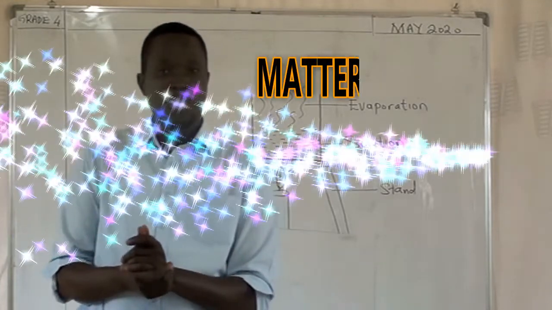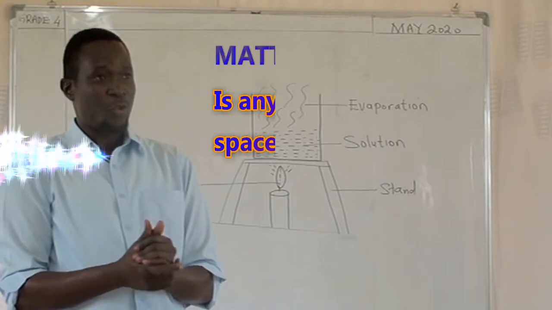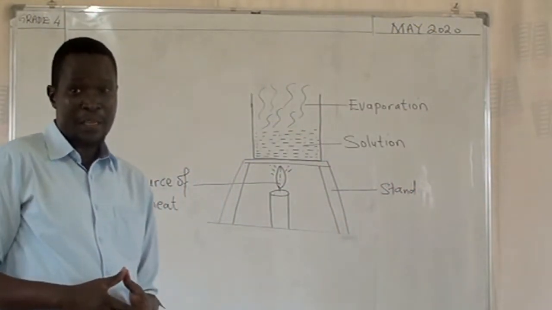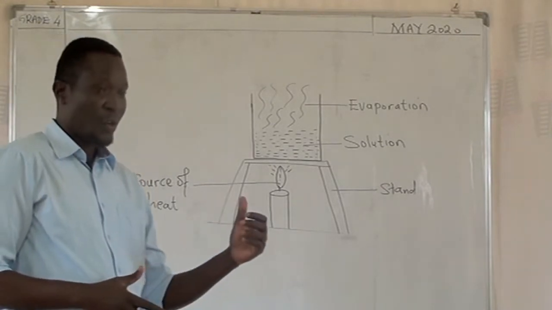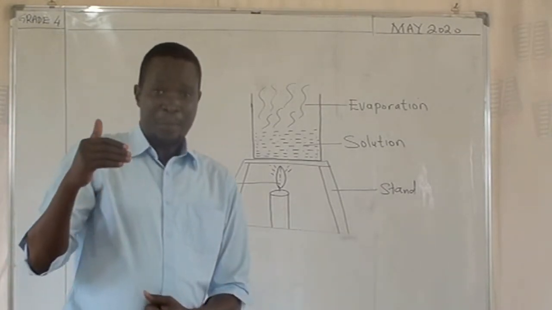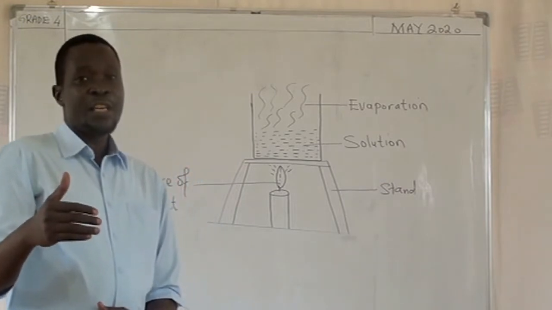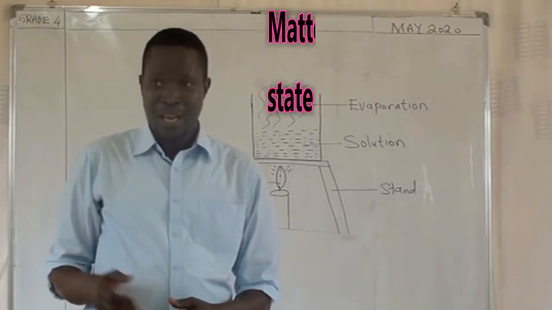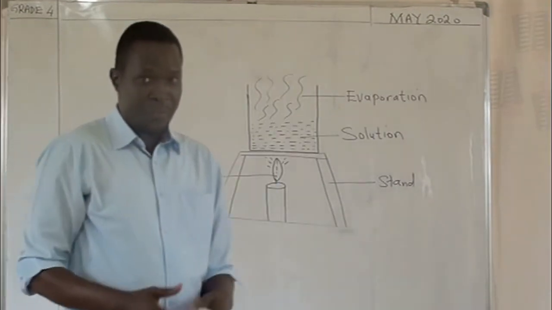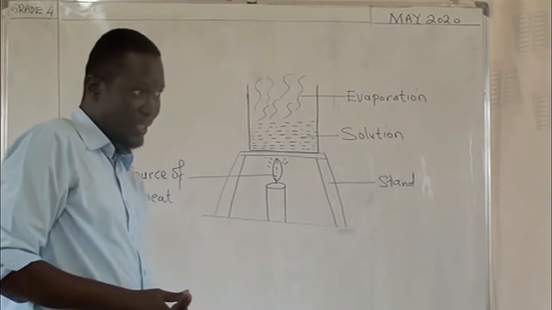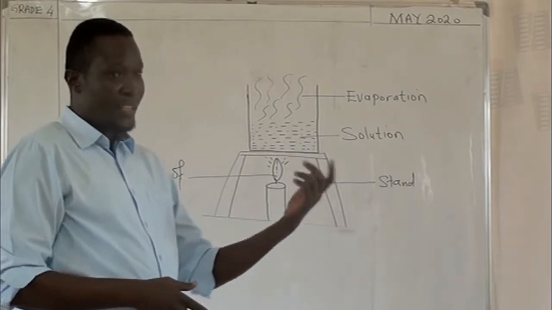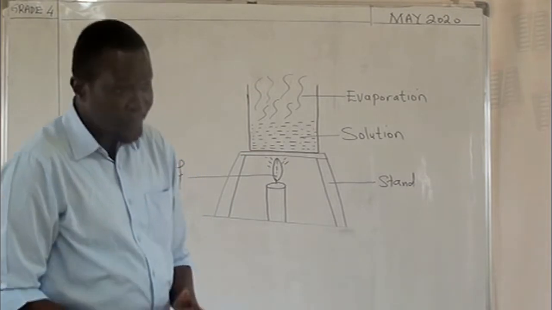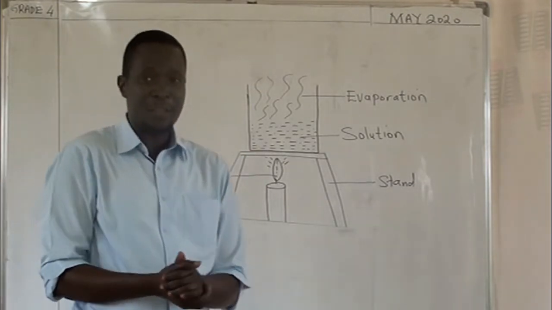So, we have been talking about matter, anything that occupies space and has weight. We went further and learned that matter can change its state, from one state to the other, with the effect of temperature, that is, when the temperature rises or when the temperature is lowered. That was our second lesson.